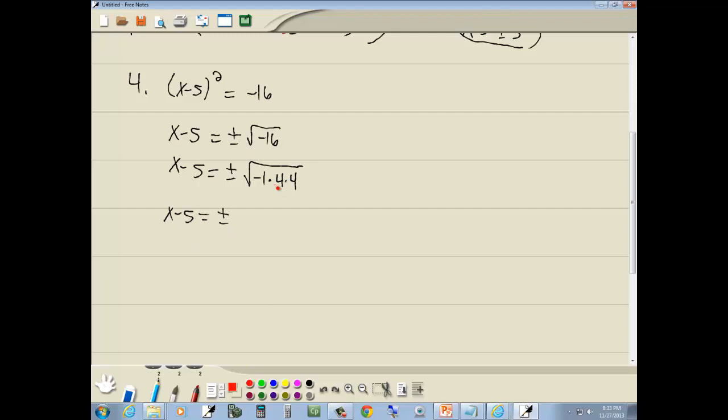Now we want a pair of something. Here's a pair of 4s, so a pair of 4s is going to come out in front as a single 4. And this negative 1 will come out as an i. So we get 4i. Remember, whenever you have a negative 1 inside of a square root, it'll always come out as i. Now, since everything disappeared out of our radical, the radical just drops away. We're still solving for x, so I'm going to take the negative 5 over, and we got x is equal to 5 plus or minus 4i.